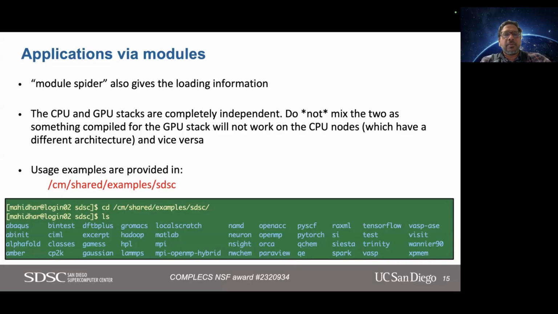And they don't support the same level of optimization. The AMDs only support AVX2, and the CPUs on the GPU node are Intel ones that have AVX-512. So if you build something on the GPU stack and try to run it on the CPU node, it's going to fail because that particular optimization doesn't exist on that CPU. So it's very important that you don't mix the two stacks.